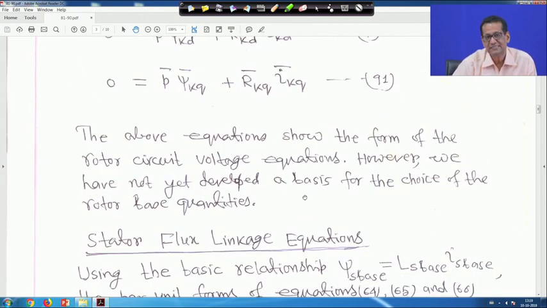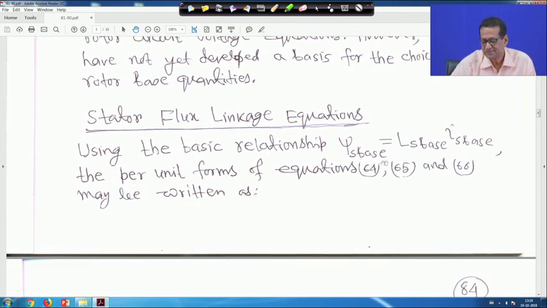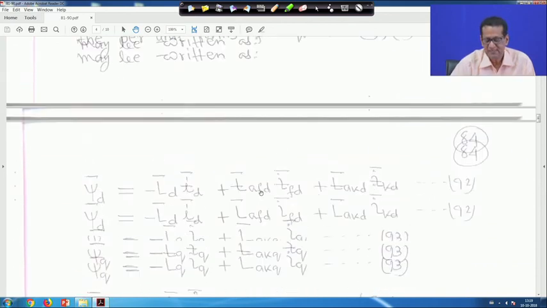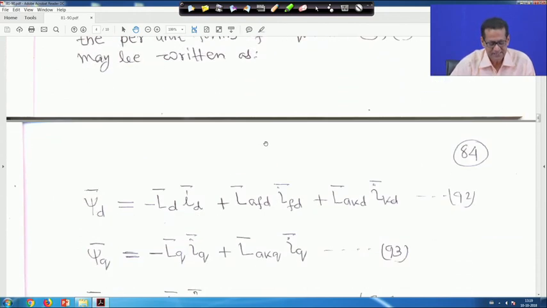Because we have to make things reciprocal, but earlier we have seen it is not reciprocal, right? So the stator flux linkage equations, using the basic relationship psi s base is equal to Ls base Is base, the per unit forms of equations 64, 65 and 66 may be written as follows. In general we know psi is equal to Li, flux linkage is equal to inductance into current. So psi s base is equal to Ls base Is base, and this is psi d bar.